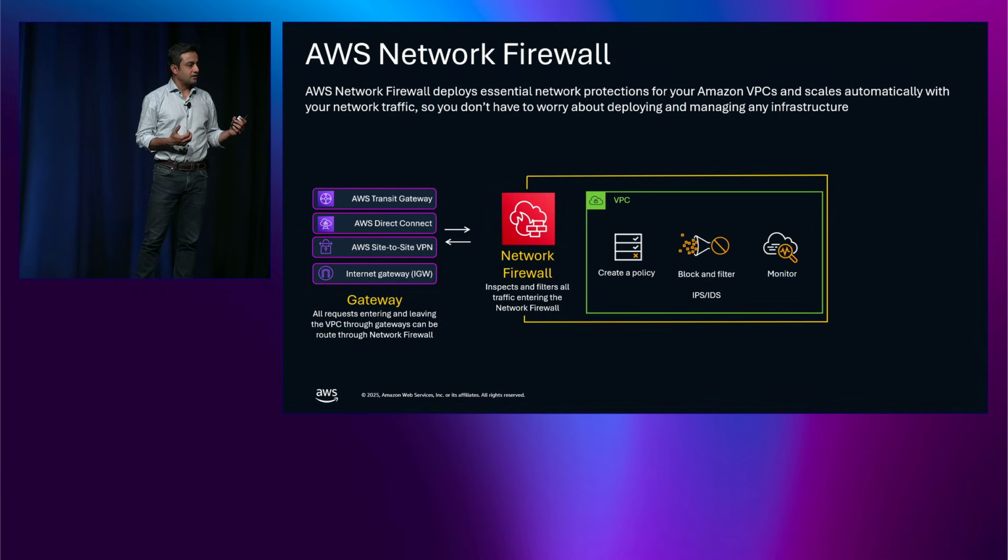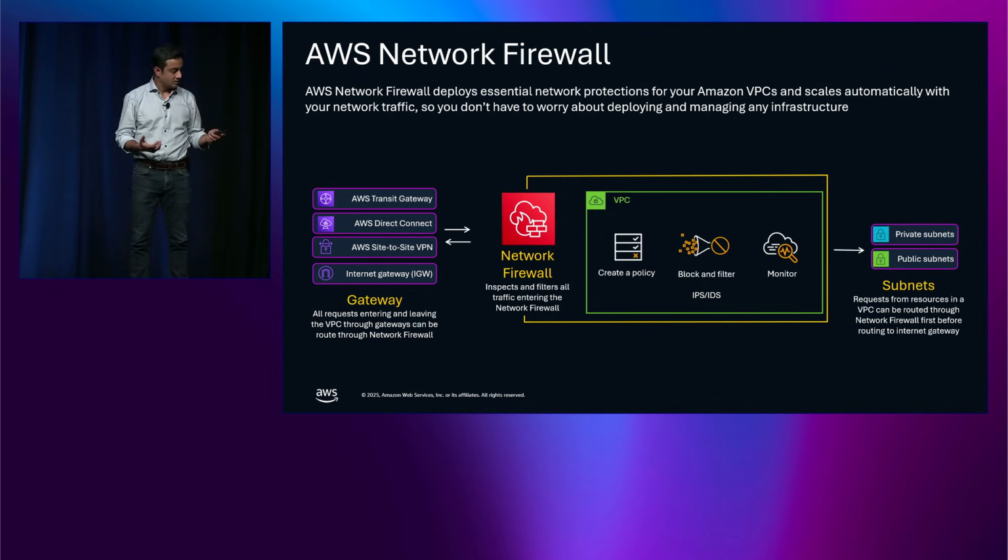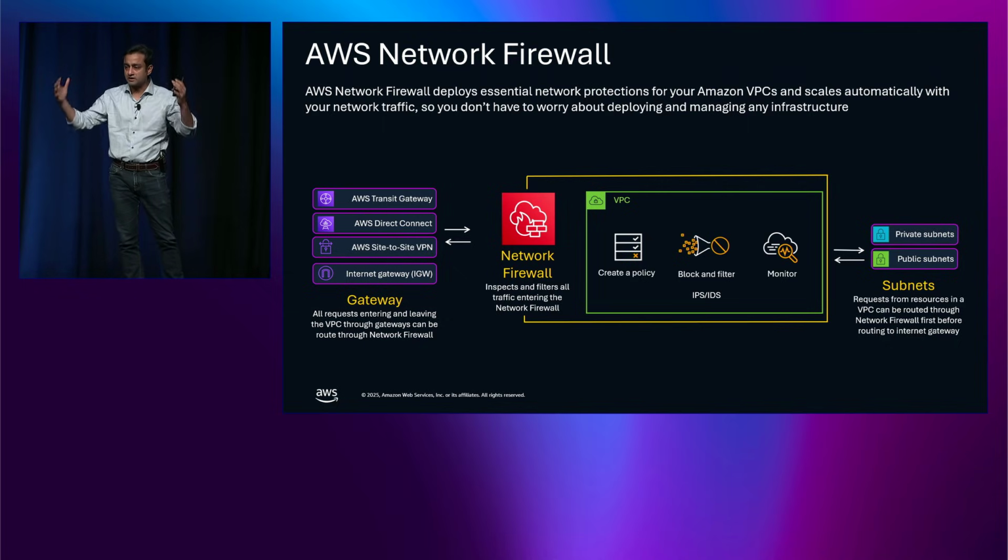You can use it for all traffic going in and out of IGW, or traffic coming from your on-prem through DX or through VPNs. Not only that, you can also drop a firewall endpoint in your subnet, and traffic going from the subnet will go to the network firewall endpoint. It will get inspected, and then it will go to other subnets or the internet gateway.